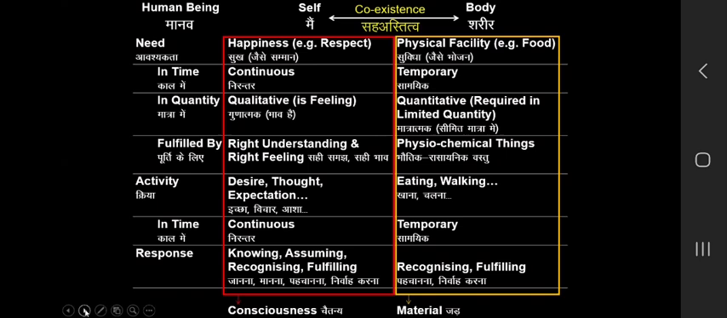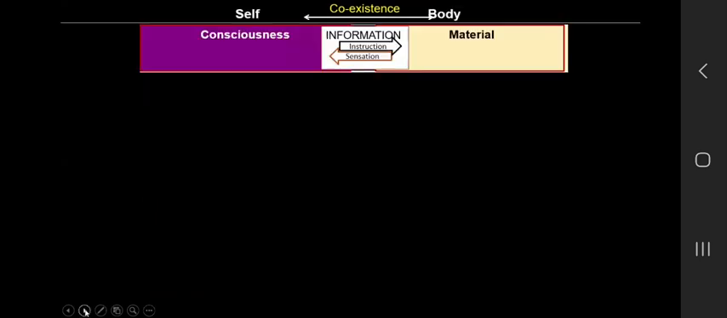So we discussed this at length, and we also discussed several questions regarding this. Then we said that these two distinct entities, the self and the body, which are in coexistence, there is some interaction between these two. This interaction between the two has to do with information. Nothing physical gets transferred in this interaction. There is transfer of information.